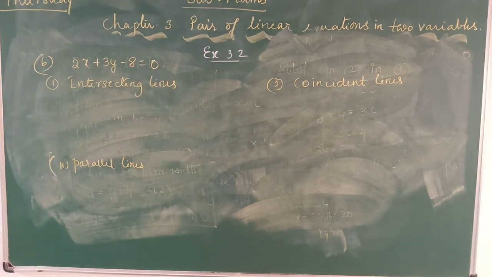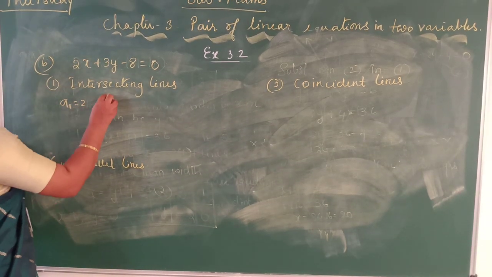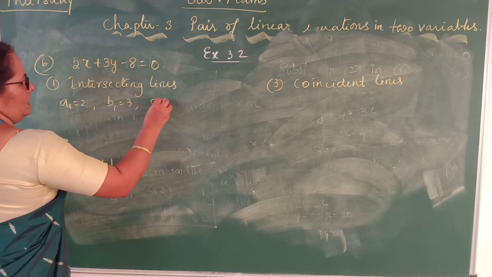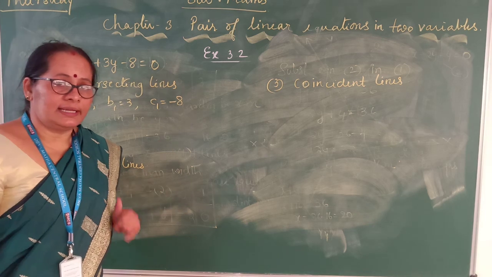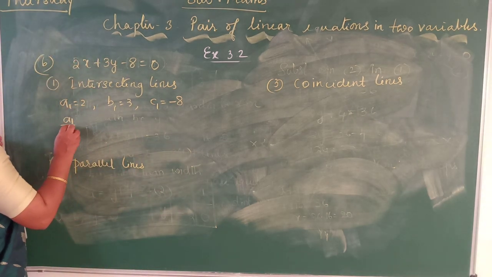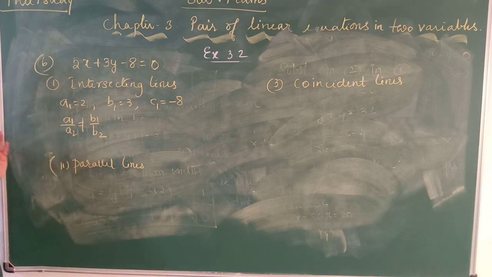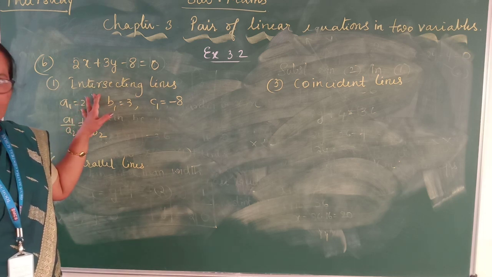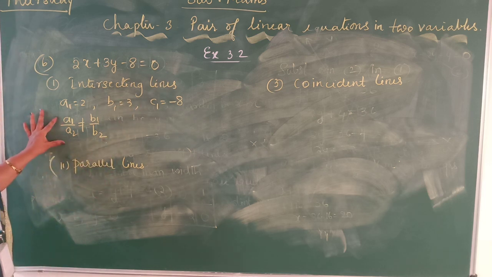Okay, now you have to frame one more linear equation. So in this first equation, see here, a1 is 2, b1 is 3 and c1 is minus 8. For intersecting lines, what is the condition? a1 by a2 not equal to b1 by b2. This is the condition for intersecting lines. So you can frame any equation, but the condition must be satisfied.